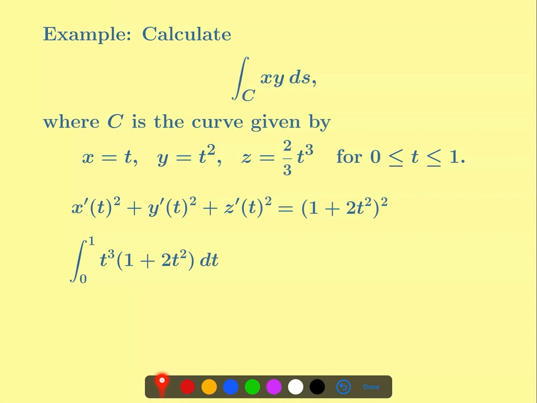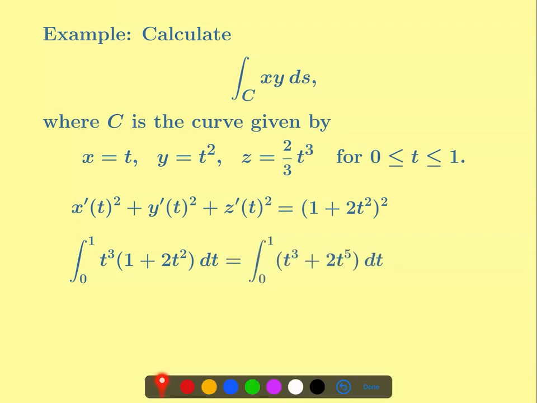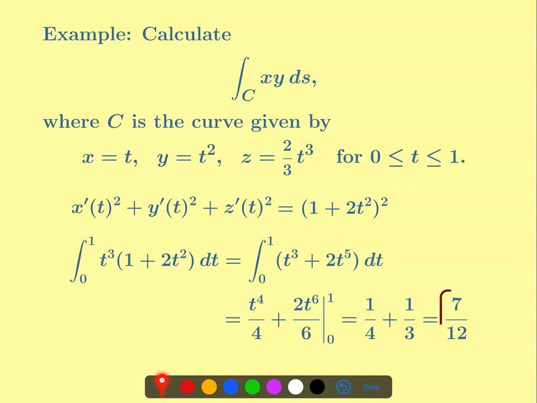So I want to integrate now t cubed plus 2t to the 5th. That's going to give me t to the 4th over 4 plus 2t to the 6th over 6. And I want to evaluate this from t equals 0 to 1. At 0, we get 0. At 1, we're going to get 1/4 plus, and this is just 1/3. So that's going to give me 7/12. So the value of this line integral is 7/12.